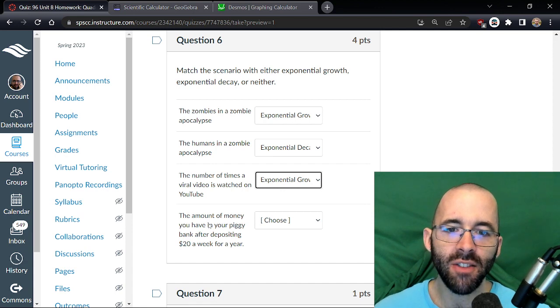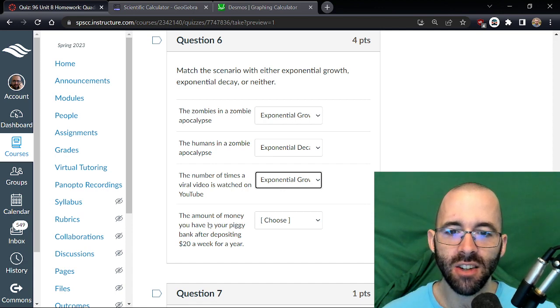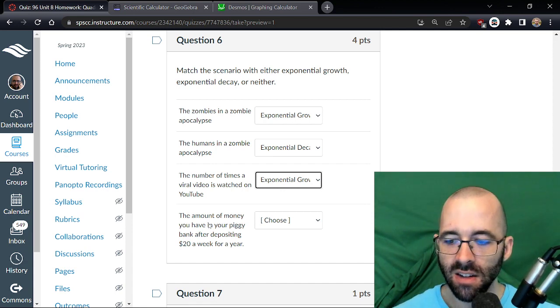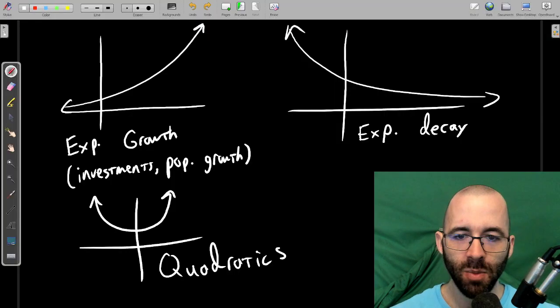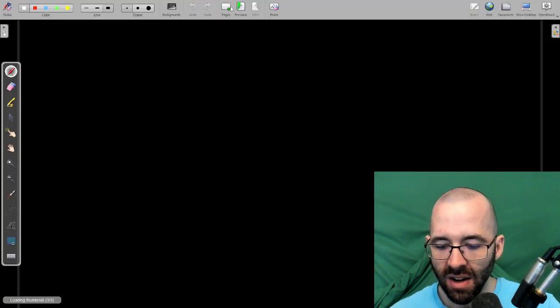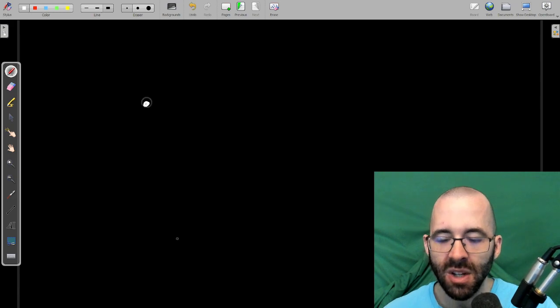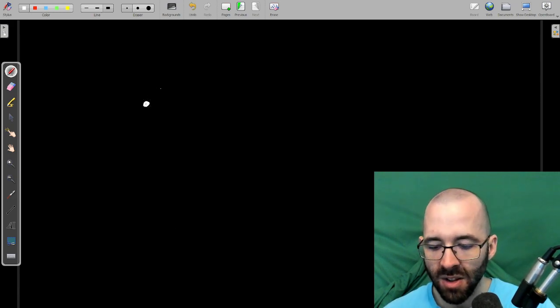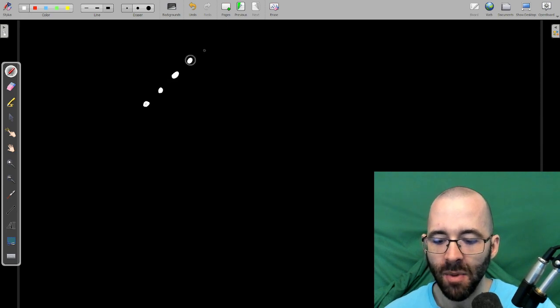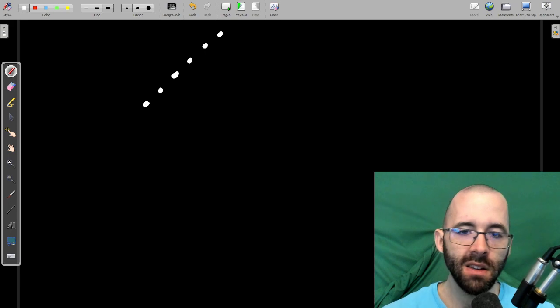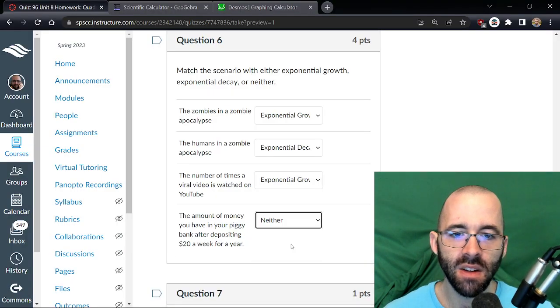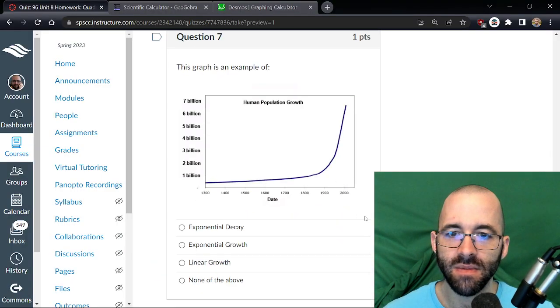The amount of money that you have in your piggy bank after depositing $20 a week every year for a year, but that's not exponential. That last one, right? You deposit $20, and then next month you deposit 20 more. Next month you deposit 20 more. It's growing by the same amount every time. That's going to be linear, that last one. We're going to say neither.